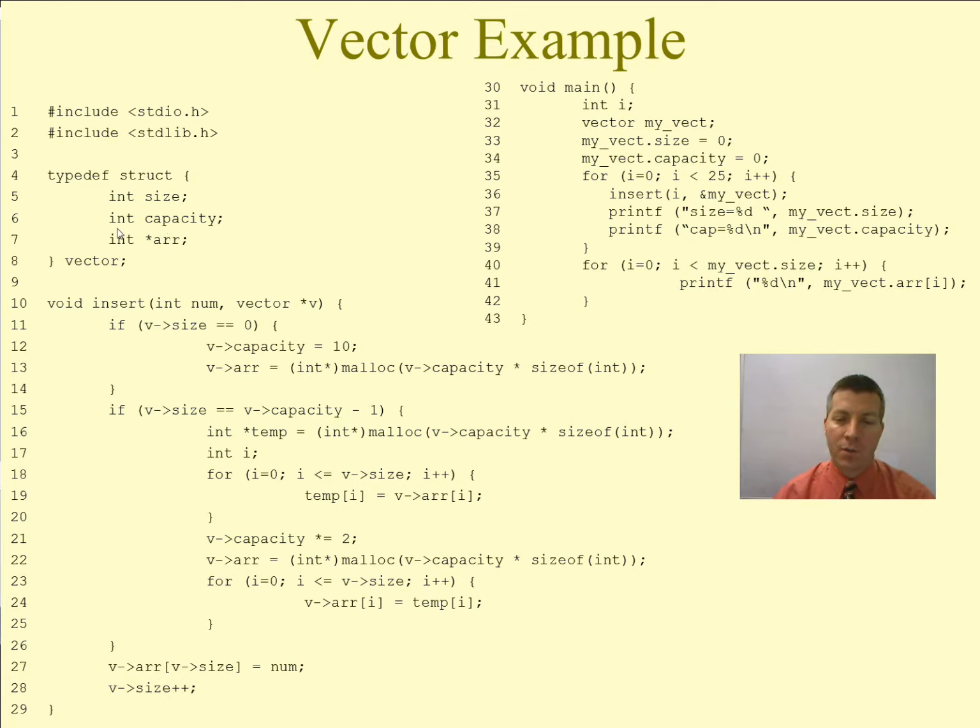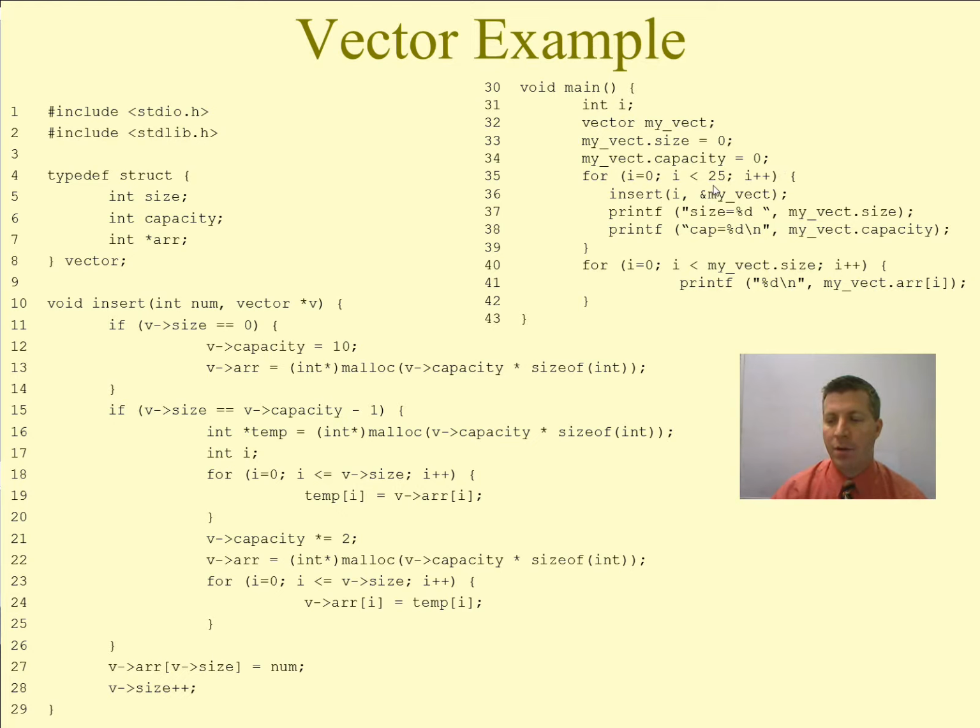So here's my int array, star arr. This is where I'm going to hold all of the values of the array, and size is going to be how many elements I have currently in there, capacity is how many elements I can have before I need to grow the vector. Okay, inside of my main function now, you see here is my integer. I've just created an integer i. Here is my structure. The instance of my structure I've named my_vect. Now initially my size is 0 and I've set my capacity to be 0 also. So they're both 0 to start.